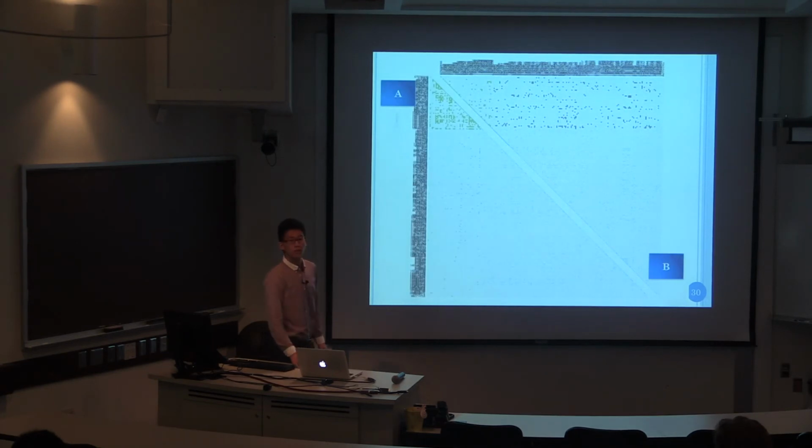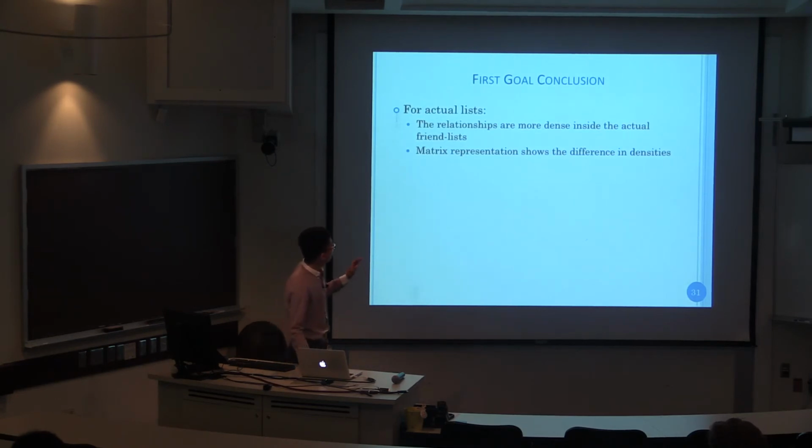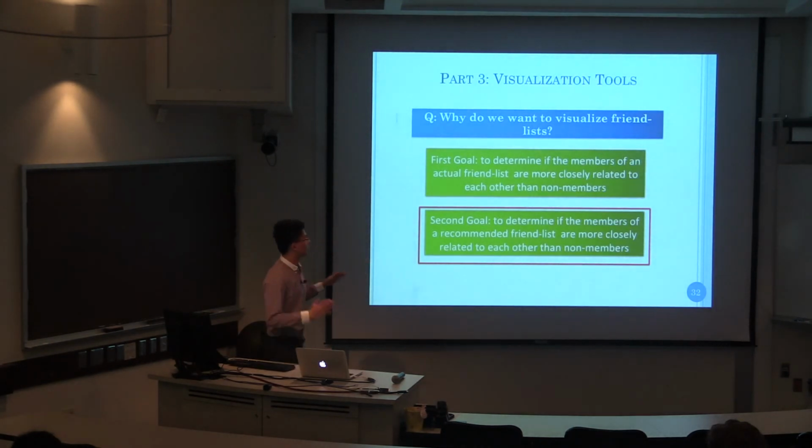Yeah, that's right, A is the friend list. The reason is that the relationships are more dense inside the actual friend list, and the matrix representation can show the difference in density inside and outside the friend list. So from here, we achieve the first goal. And then let's talk about the second goal. Let's verify if this fact also works for the recommended friend list. So I'll ask the same question: which one is the randomly generated list, and which one is the recommendation result?